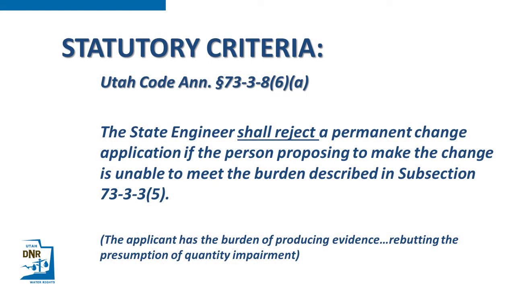Another portion of Utah Code, Section 73-3-8, regarding appropriations, says that the state engineer shall reject a permanent change application if the applicant is unable to meet the burden of overcoming that rebuttable presumption of quantity impairment. Therefore, it is important that the applicant participate in this process with their application.